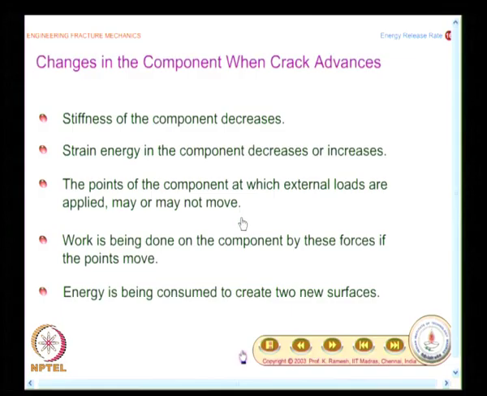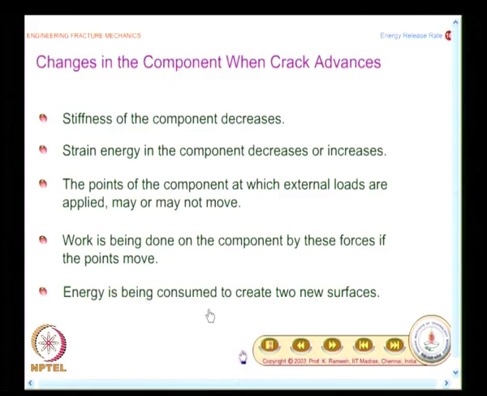And the other issue we will have to keep in mind is, when you are having a general situation, the points of the component at which external loads are applied may or may not move. So, in one case we have looked at constant load where the points were moving. We have also looked at fixed grip, where the points will not move, and it is obvious work is being done on the component if the points move.